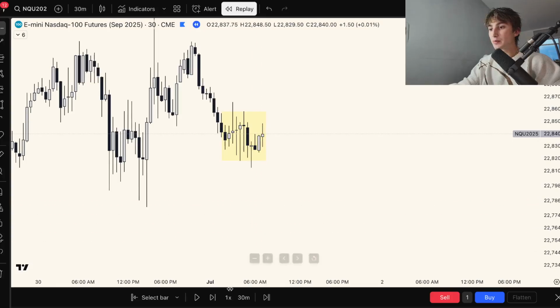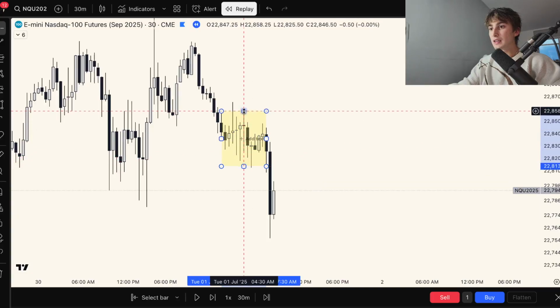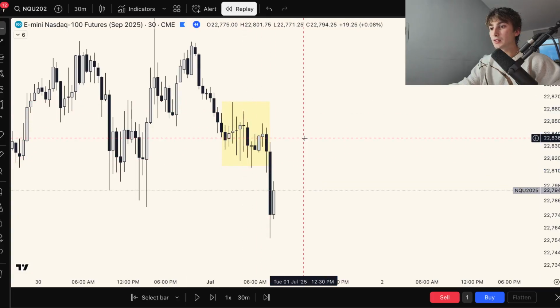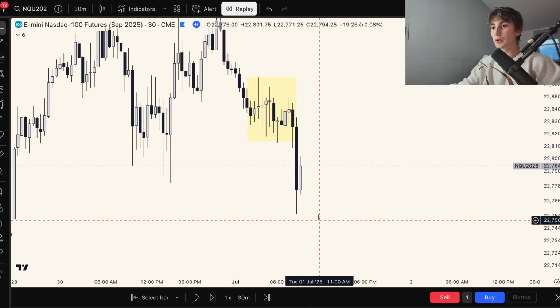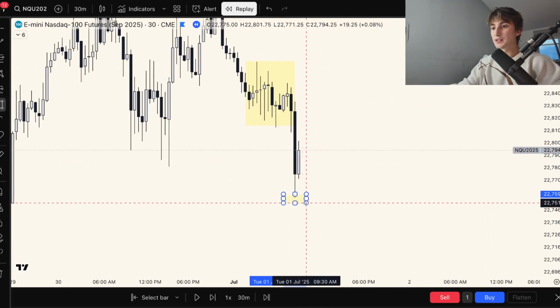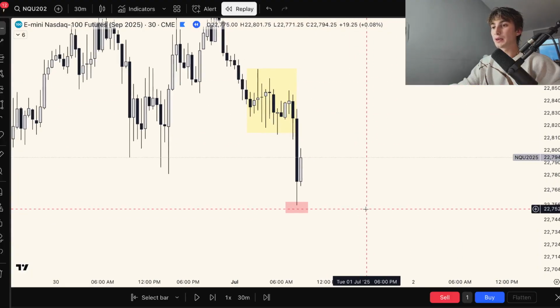And so we can mark out this higher time frame accumulation period. And then going into pre-market, you see that price decides to break out of this accumulation and manipulate lower, right? So we break out of this accumulation period and we manipulate lower. This is going to be the bottom of our manipulation move right here. So I'll mark that out in red.